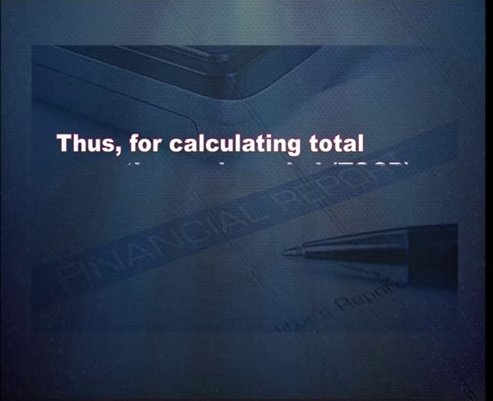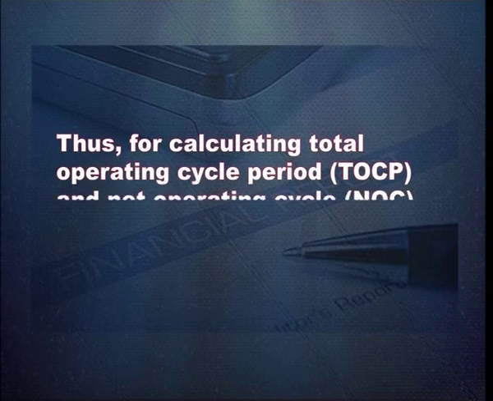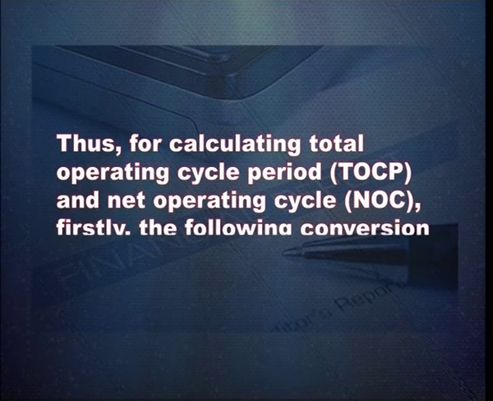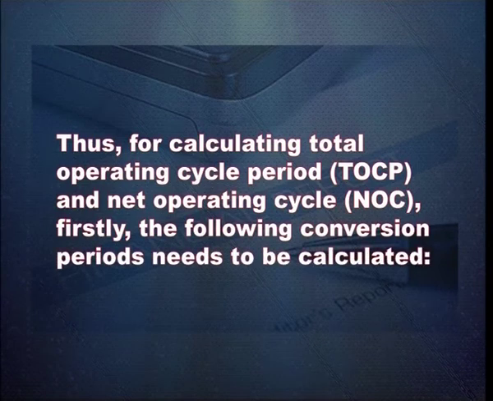The duration of the operating cycle for the purpose of estimating working capital is equal to the sum of the durations allowed by suppliers. Thus, for calculating total operating cycle period, that is TOCP, and net operating cycle, that is NOC, firstly, the following conversion periods need to be calculated.